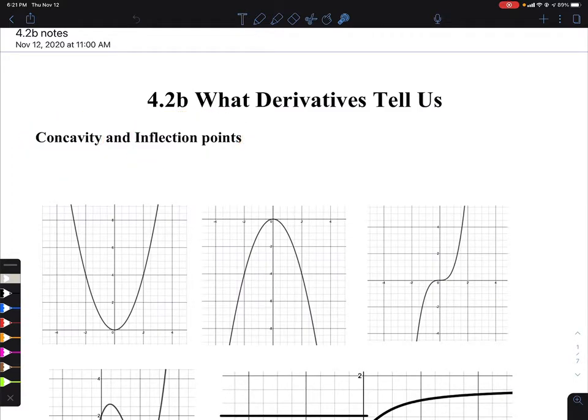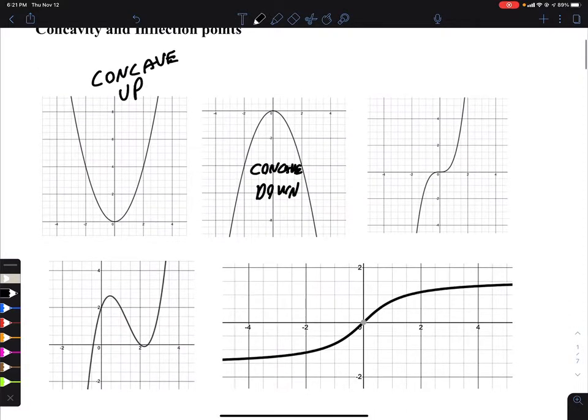So concavity, think of a cave. See this cave? Which way is this cave pointing? It's pointing up. This whole graph is concave up. So I think you see the pattern. See this cave? It's facing which way? Down. So this will be concave down.